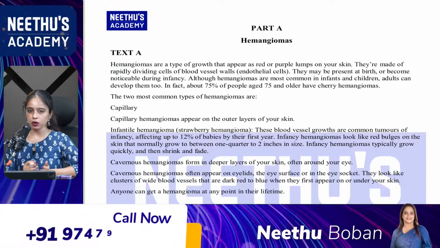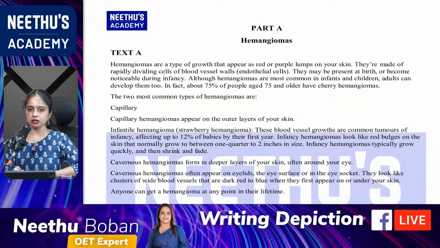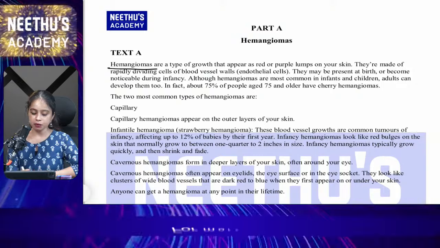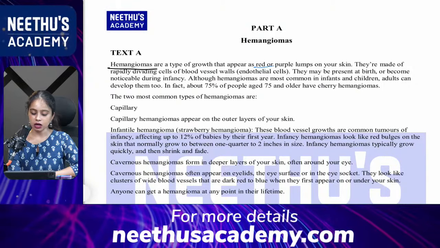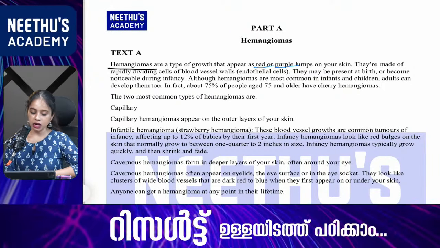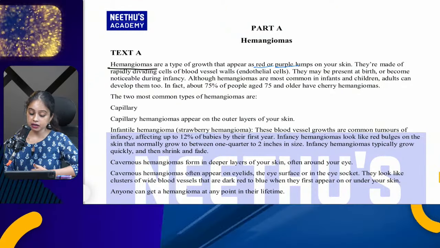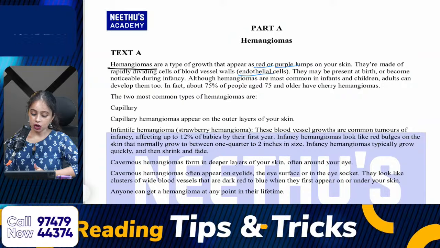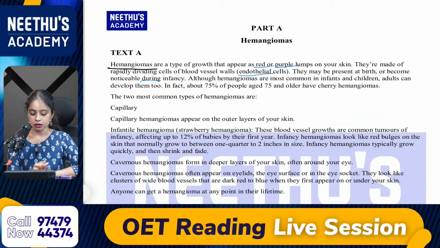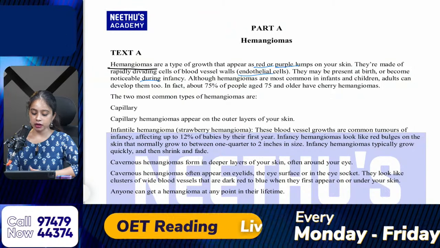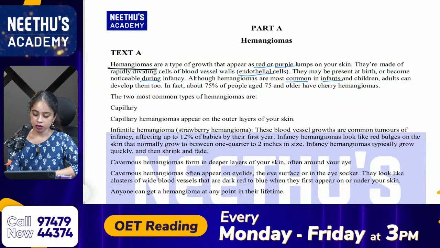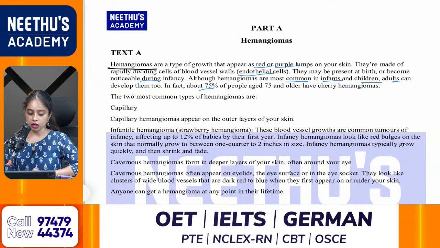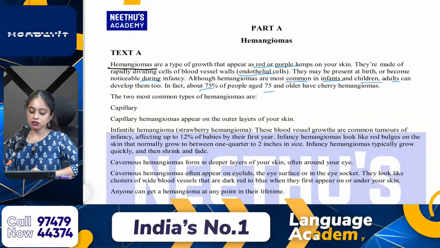While reading, you can read along with me and you can underline the keywords. Hemangiomas, the name of this particular disease condition, are a type of growth that appear as red or purple lumps on your skin. They are made of rapidly dividing cells of blood vessel walls or endothelial cells. They may be present at birth or become noticeable during infancy. Although hemangiomas are most common in infants and children, adults can develop them too. In fact, about 75% of people aged 75 and older have cherry hemangiomas.